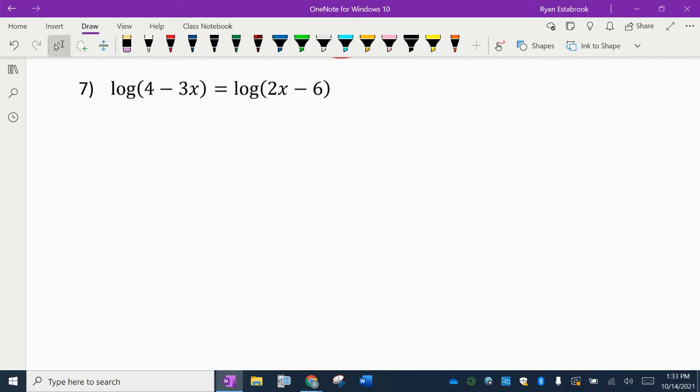Number 7, I've given you a lot of hard problems so far. This number 7 looks a heck of a lot simpler, doesn't it? Right at the very beginning, it's log base 10 of this equals log base 10 of that. They have the same log base 10. If they both have the same log base, shouldn't the insides be equal to each other? Specifically, shouldn't 4 minus 3x be equal to 2x minus 6? Those insides have to be equal to each other.